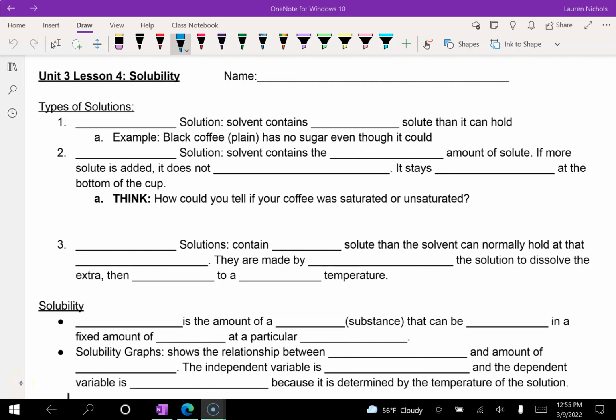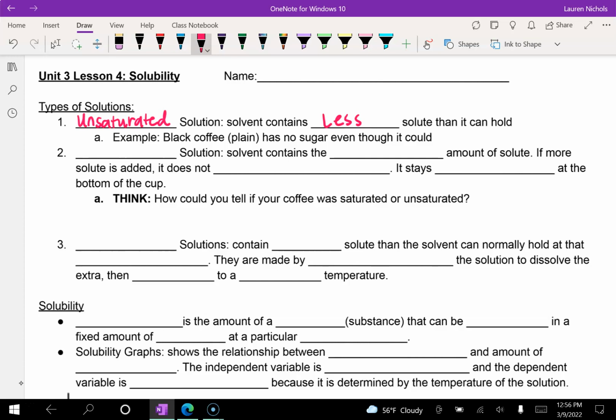In our last lesson, we learned about how different factors change the speed or rate that a solute will dissolve, and now we're going to look at how the amount of solute that you add can change the type of solution. So there are three types of solutions that we're going to look at. The first one is an unsaturated solution. When you have an unsaturated solution, that means the solvent contains less solute than it can hold.